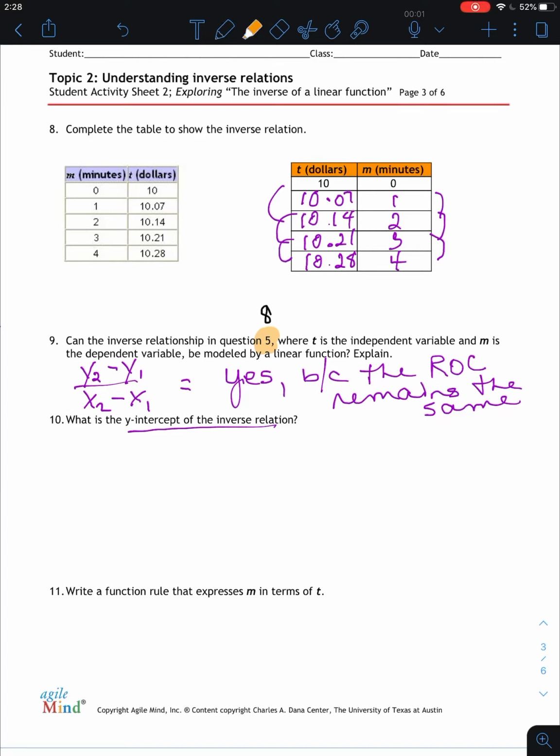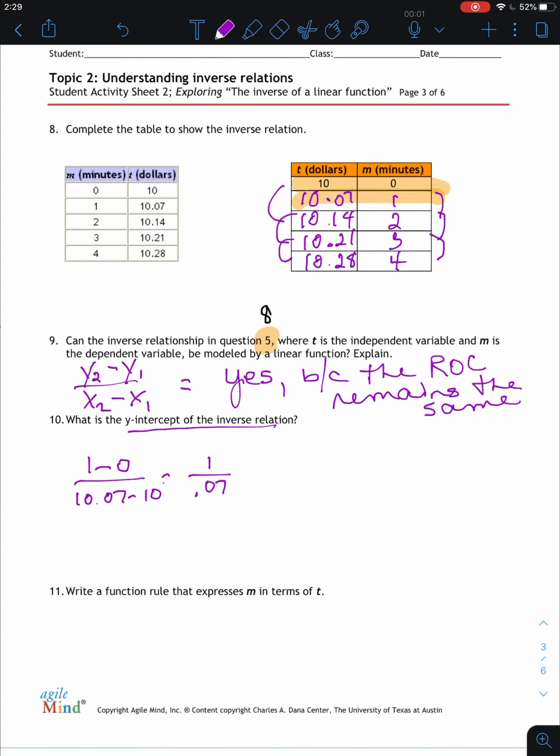So I'm going to use these 2 points here. Actually, no, that'll make it... Let's use these 2. So what's the rate of change here? We're going to say 1 minus 0, difference in your y's, over difference in your x's, 10.07 minus 10. So that gives us 1 over 0.07.